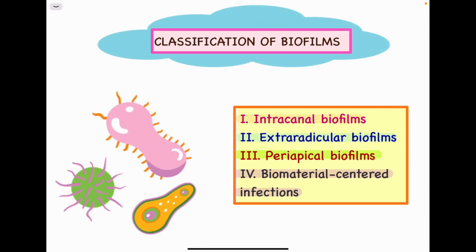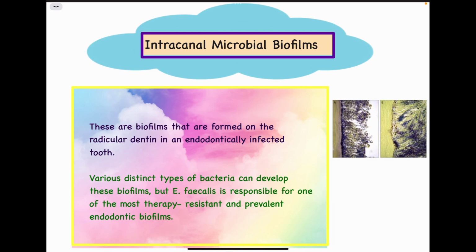Moving on to the most important part, that is the classification of biofilms, right? So it is classified into 4 major types. The first one is the intracanal biofilms, second is extraradicular, then we have periapical biofilms, and the fourth one is biomaterial centered infections. So now we will be studying each type of biofilm in a little bit of detail.